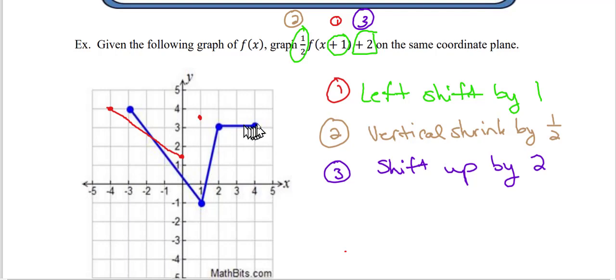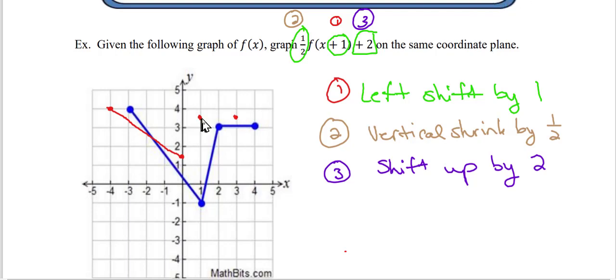This guy should be, because we're not changing the relationship horizontally there, 2 spaces to the right of this. It should be here, but let's double check. 2 spaces to the right of that one we just did. Let's double check. We were at 4, 3. We shift it left 1. Goes over here to 3, 3. Shrink by 1/2. We'll take it down to, remember the y value is 3, so half of that is 1.5. Now go up 2 spaces to 3.5. So yep, that's where we are. Just an intermediate step there.